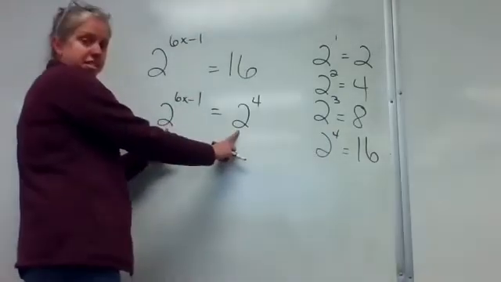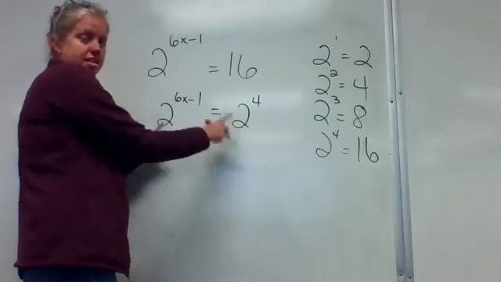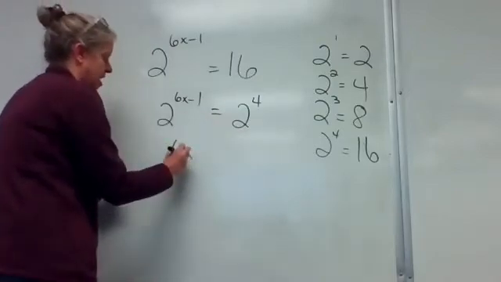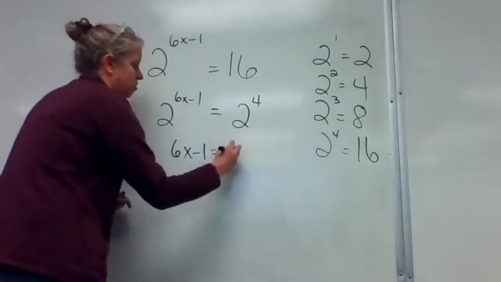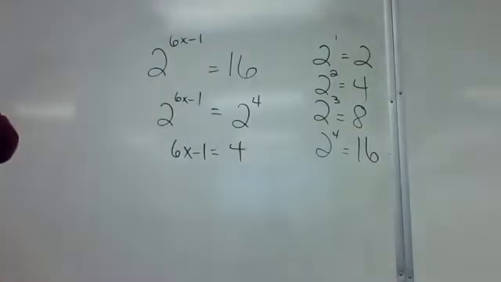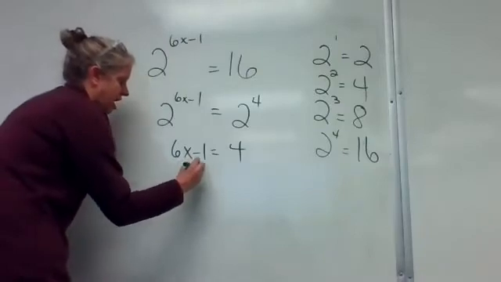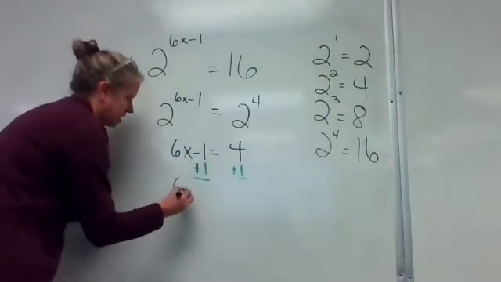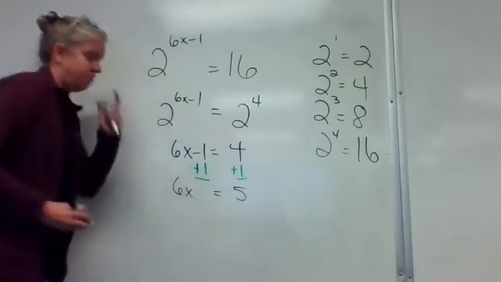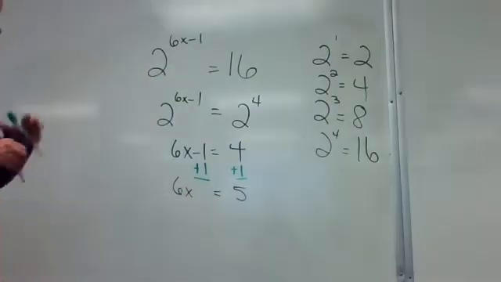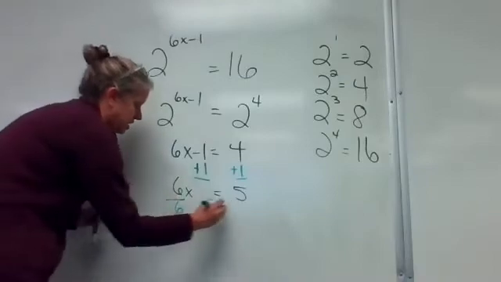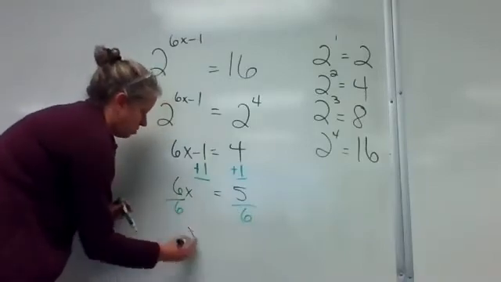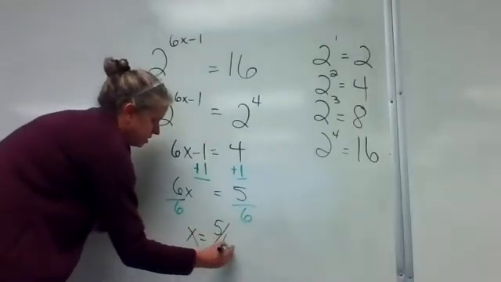So since I made the bases the same, then I can solve the equation by just saying this exponent needs to be equal to that one. And then solving it for x. So here I will add the 1 to both sides. So 6x equals 5. And divide both sides by 6. So x equals 5/6.